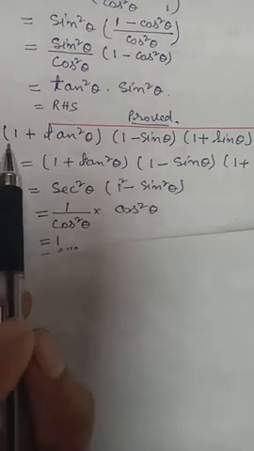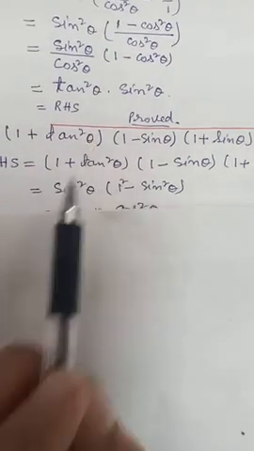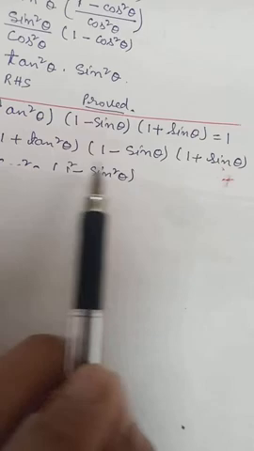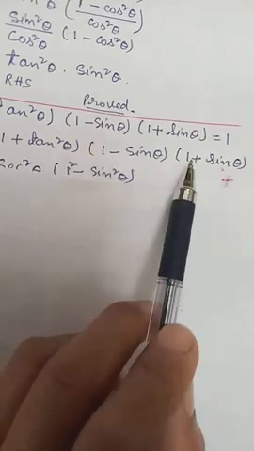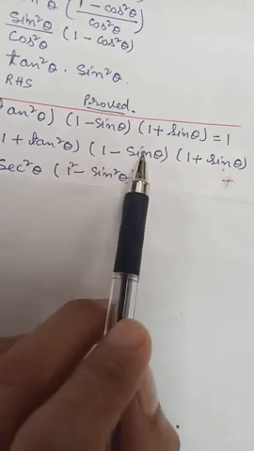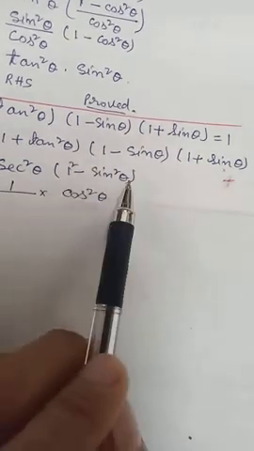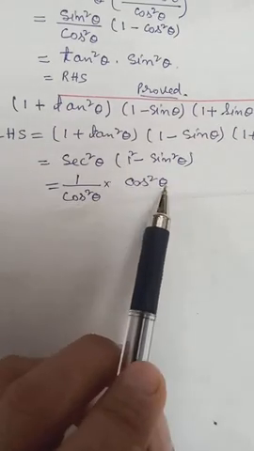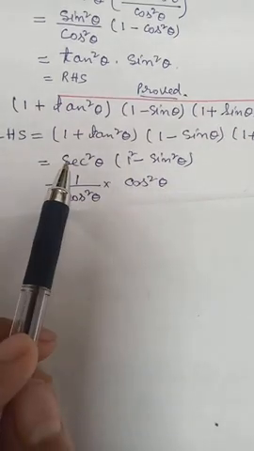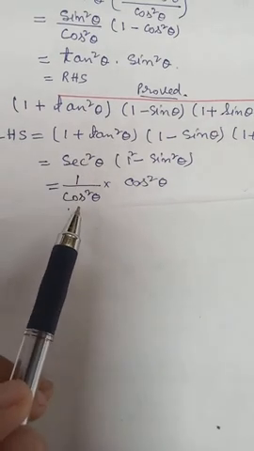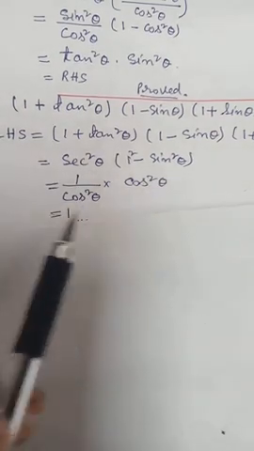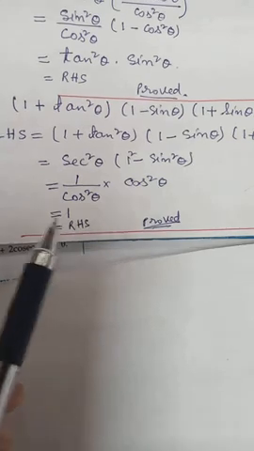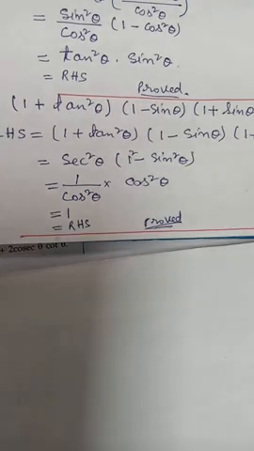Then here we have 1 plus tan square theta, which from the identity equals sec square theta. Here we have 1 minus sin and 1 plus sin. We can apply (a minus b)(a plus b), which becomes a square minus b square. Then 1 minus sin square, we know is cos square theta. The relation is sec theta equals 1 by cos square, so cos square cancels. We are left with 1. Okay, so that is how left hand side equals right hand side.